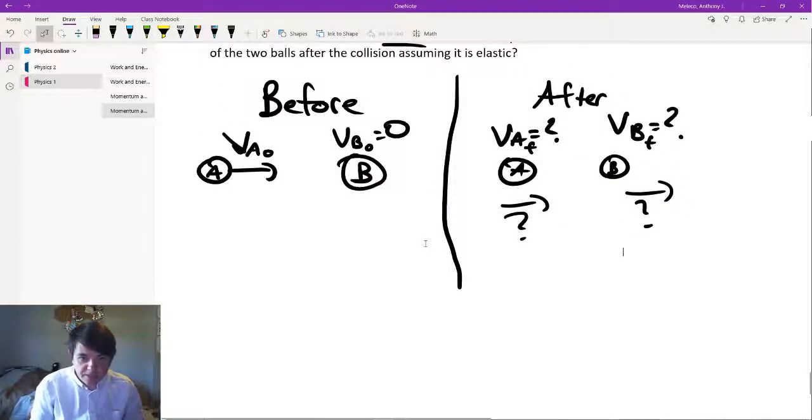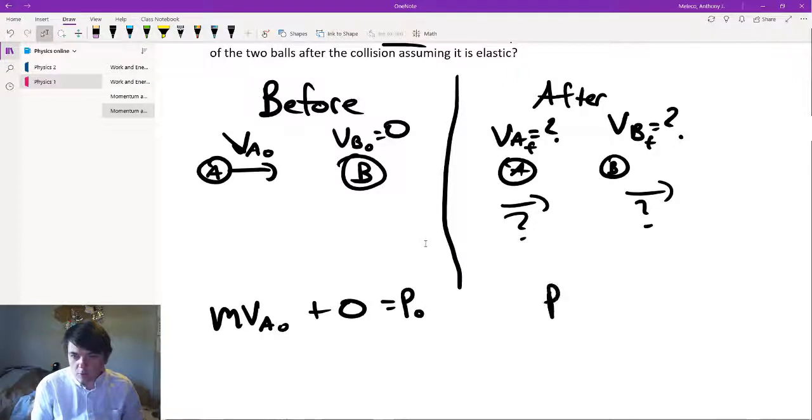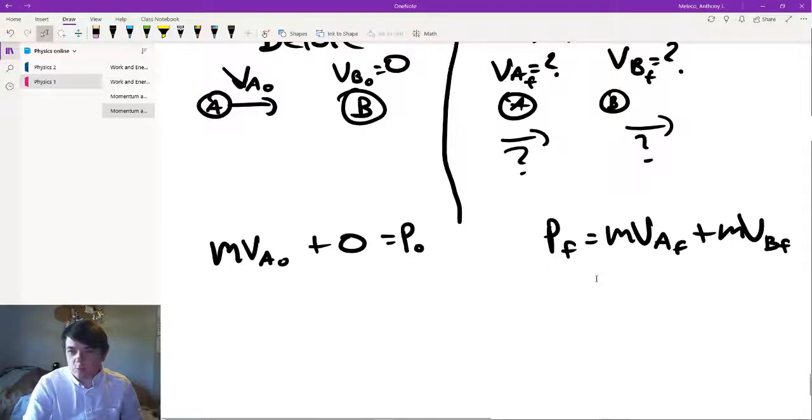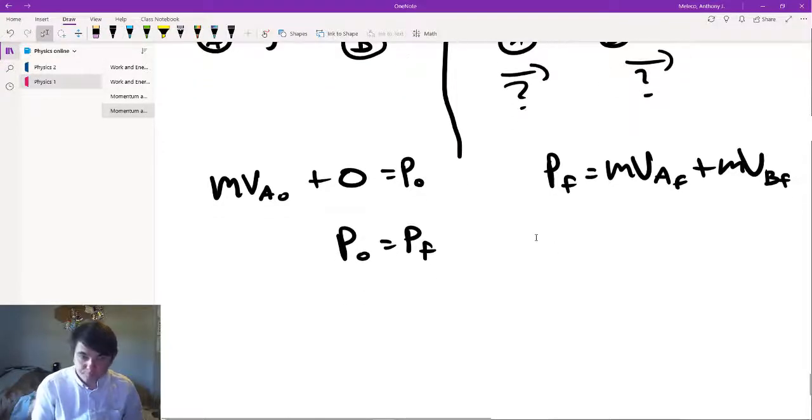So we need to do P initial and P final. This guy, M VAO, and that guy's 0. That's our P initial. Our P final is going to be M VAF plus M VBF. We don't know if they're moving, we don't know anything about them, so we write that. Now we set initial and final. Since it is elastic, we can do energy this time, but start with momentum, always. It's an easier equation to work with.